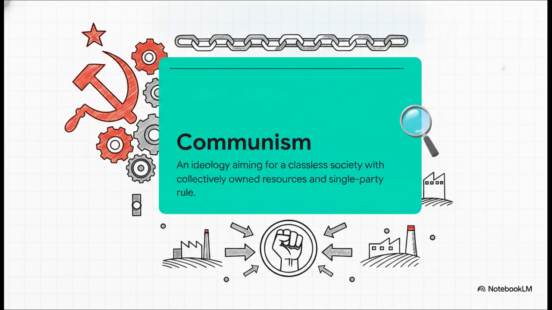Next, we examine communism. Now, communism is unique on our list because it is simultaneously a political and an economic ideology. The foundational goal is to create a classless society where major resources are collectively owned rather than privately held. In practical historical terms, however, communist states have typically been governed politically by a single, unchallenged political party.